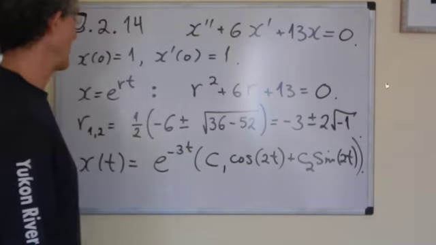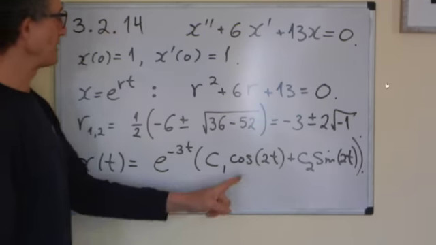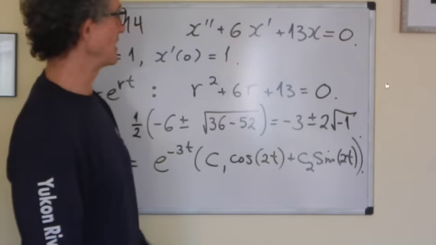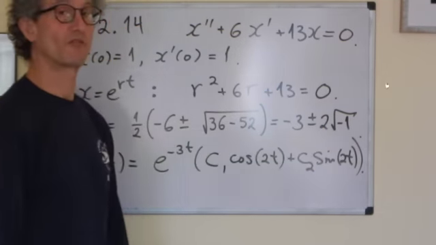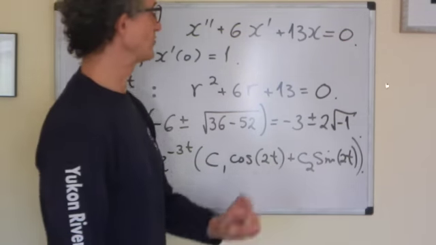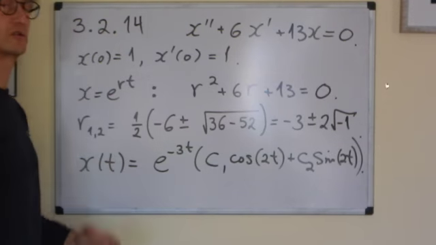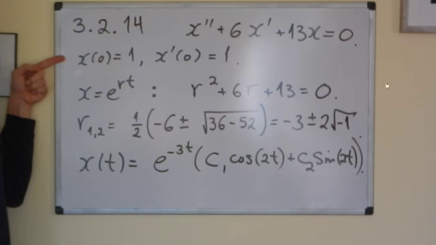And so we have e to the minus 3t, and then a sum of cosines and sines, and it's 2t that's multiplying the square root of minus 1. And so we have cosine of 2t and sine of 2t. And so that's our general solution. Now we're going to try to match the initial conditions.